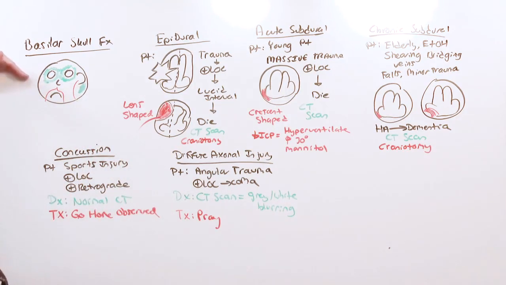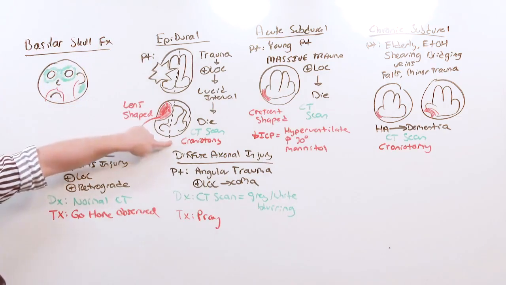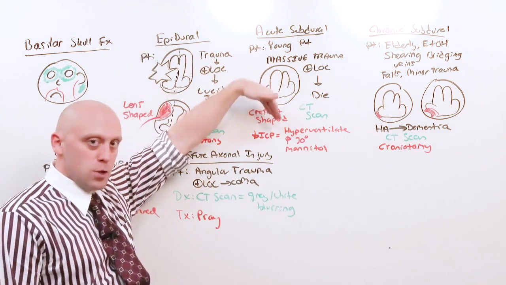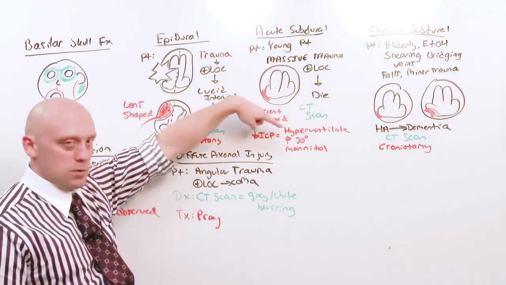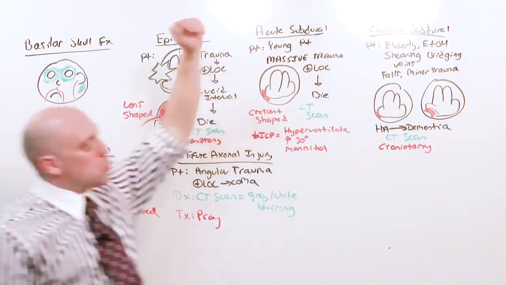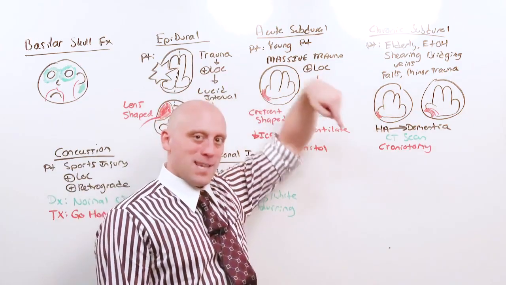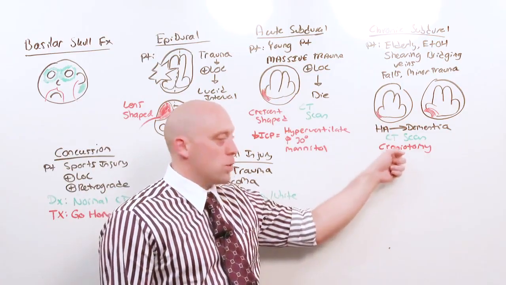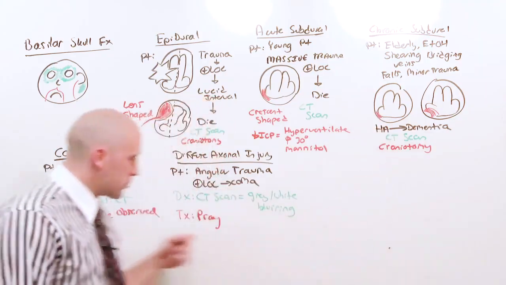hey, there's more underneath. Epidural has the lens-shaped hematoma, craniotomy, walk, talk, and die. Acute subdural has a crescent-shaped hematoma. Young person, severe trauma, they're screwed. You can do what you can, but chances are they're not going to make it. Chronic subdural, elderly person with an old trauma now has headache or dementia. Same crescent-shaped lesion, but craniotomy or removal of that hematoma reverses the disease.